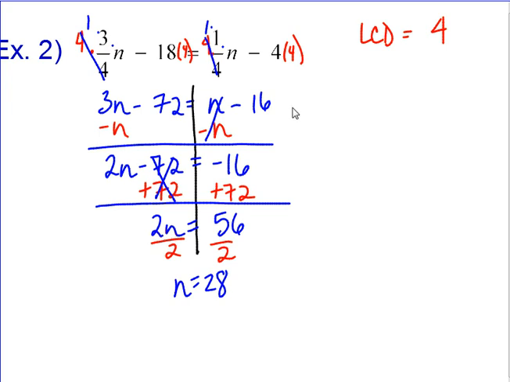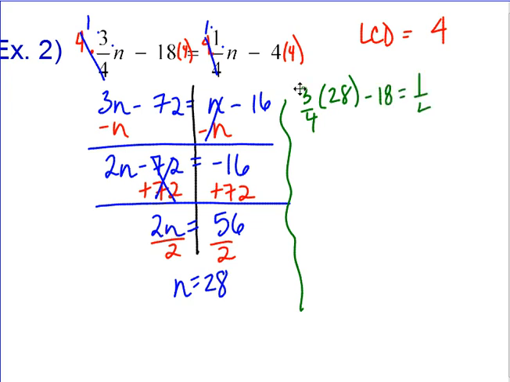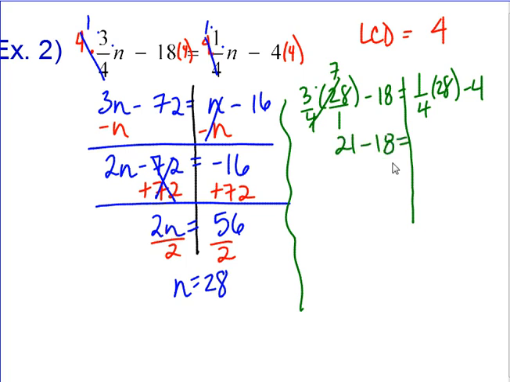So what we're going to do is check our solution to make sure that it's right. So 3/4 times 28 minus 18 equals 1/4 times 28 minus 4. We're going to do 1/2 at a time, so let's do the left side first. 4 goes into 28 7 times. 3 times 7 is 21. 21 take away 18 is 3.